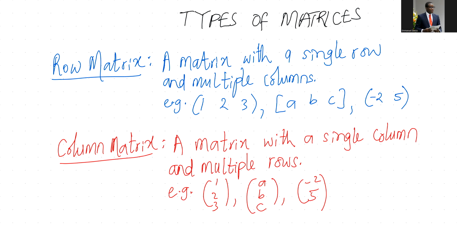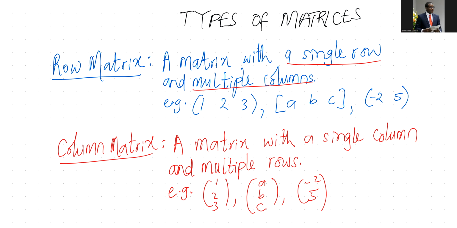A row matrix is a matrix with a single row and multiple columns. The examples you see there: 1, 2, 3, one row, 3 columns; A, B, C, 1 row, 3 columns; and minus 2, 5, 1 row, 2 columns. So the key thing here is that a row matrix has just 1 row. It doesn't matter the number of columns.